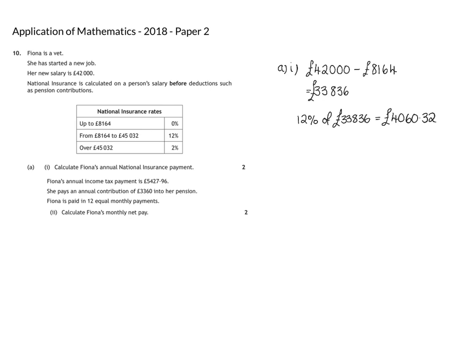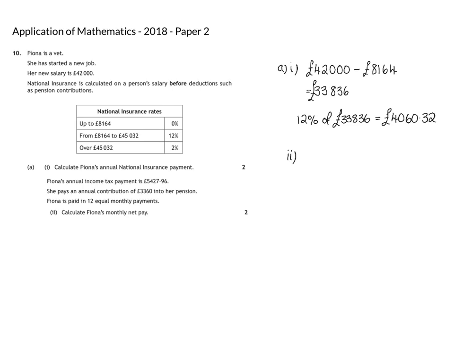Right, so for part 2, we have her annual income tax payment is £5,427.96. She pays an annual contribution of £3,360 into her pension. She is paid in 12 equal monthly payments. Calculate her monthly net pay.